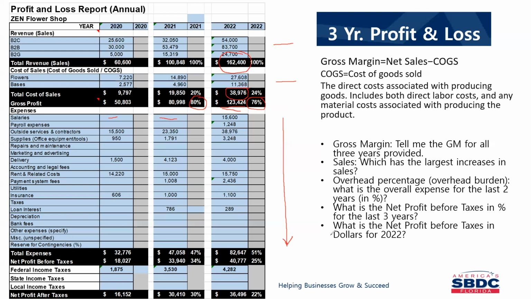Any questions on this? Because we are just touching the gross margin portion of it. Okay, what is the overhead percentage? Sorry to interrupt. We do have a question in the chat. Stacy mentioned, is it gross profit divided by total revenue to give a percentage? The gross profit divided by total revenue, correct. So you take this number and you divide it by 162. And that gives you 76%.